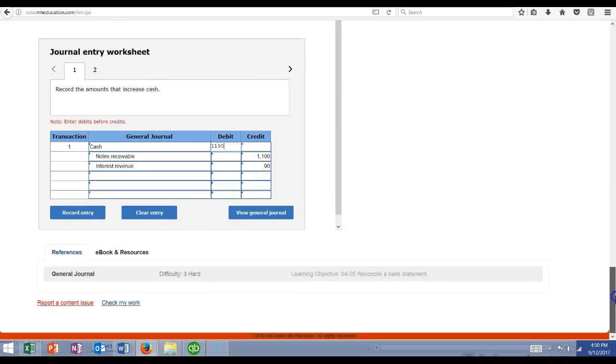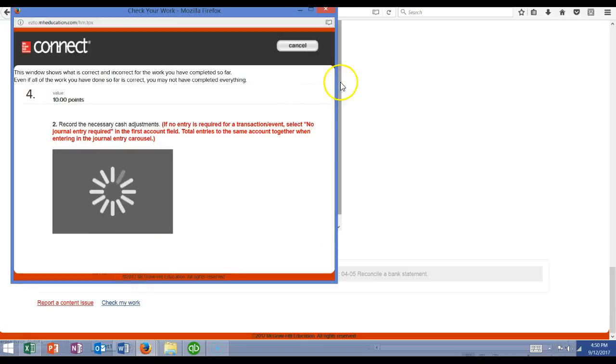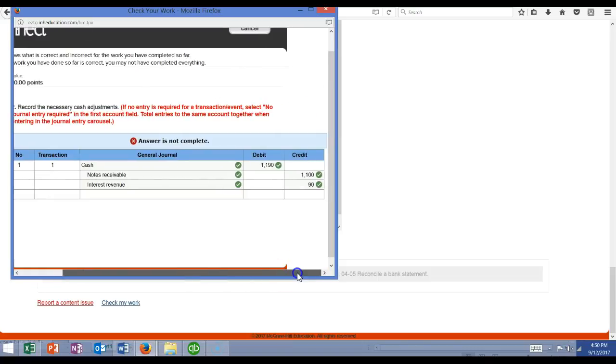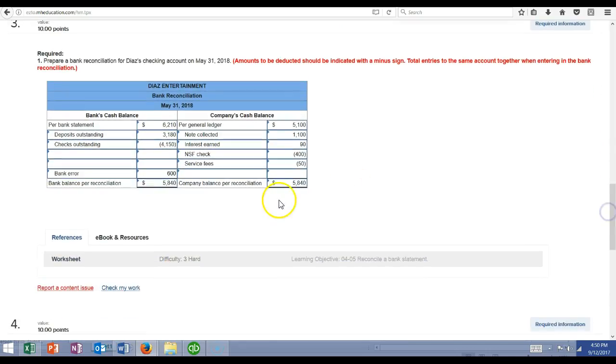So we can check our work to make sure, in fact, we did it right there. Okay. The next one asks us to record the amounts that decrease cash. Well, we've got a couple items here. We're not going to worry about anything to do with the bank's balance, only the NSF check and service fees.